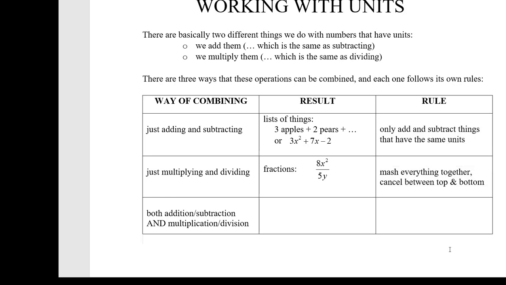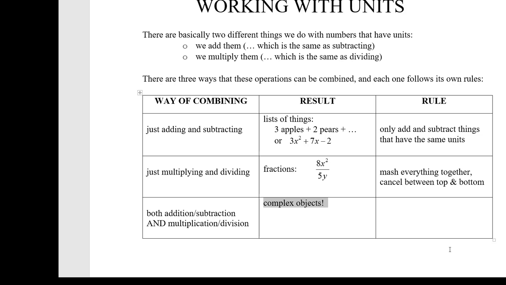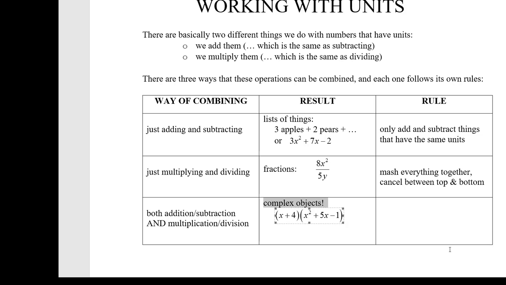Finally, we have addition, subtraction, and multiplication, division at the same time, and this literally in mathematics is called a complex situation. More specifically, we're going to have videos about what happens when you multiply things that were added. x plus 4 is stuff that is added, x squared plus 5x minus 1 is stuff that's added and subtracted. When you multiply them, well, we're going to have to combine everything with everything. It's going to get kind of complicated.